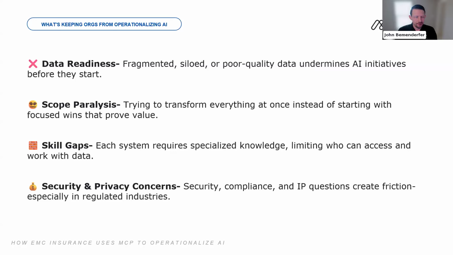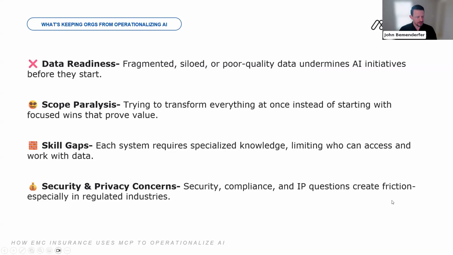And then the last one is security and privacy. This is especially true for regulated industries. There are a lot of questions around compliance, data governance. Is our data safe? Are we going to have to upload it to a third party server? This, for some organizations, is a non-starter. So these are the typical headwinds that we see whenever we're working with our clients and how we can operationalize their AI.